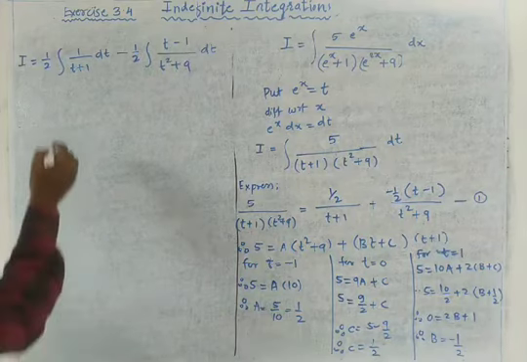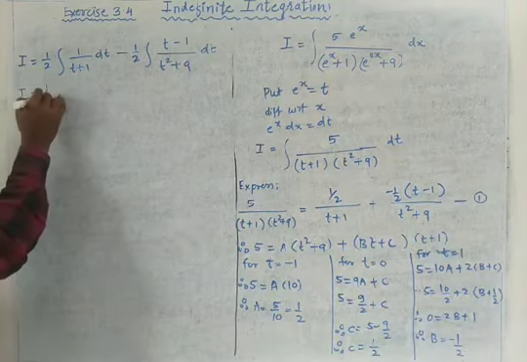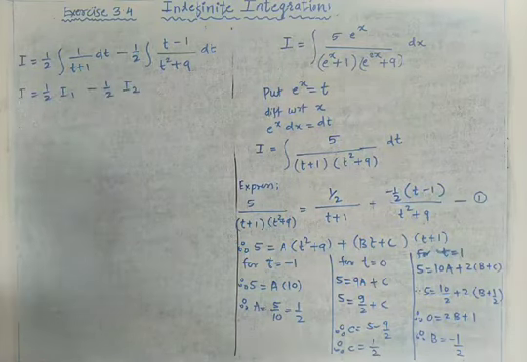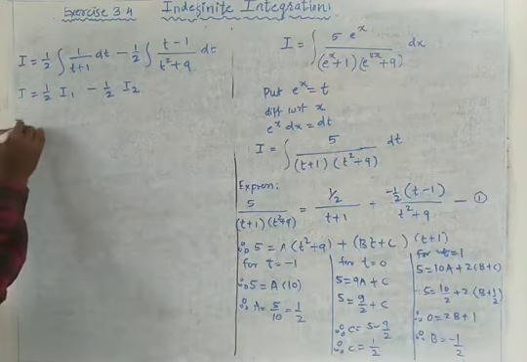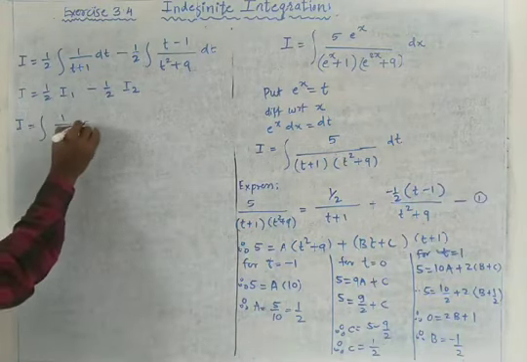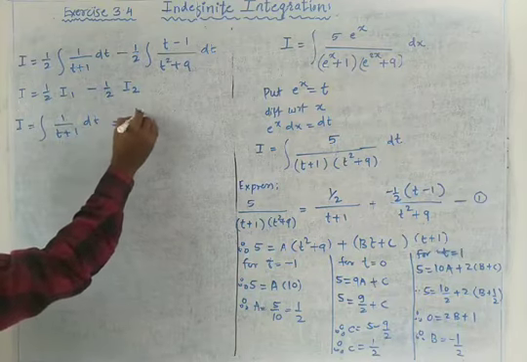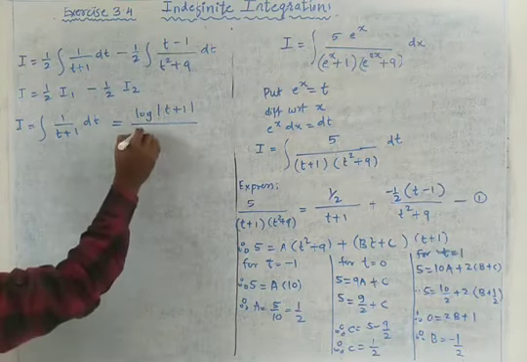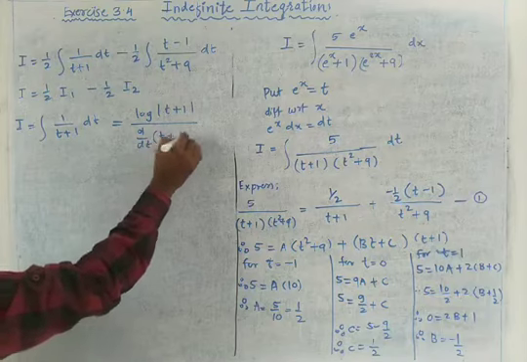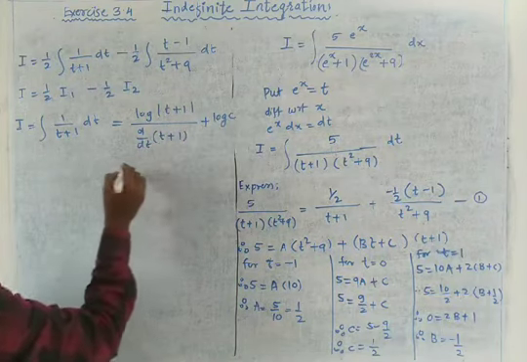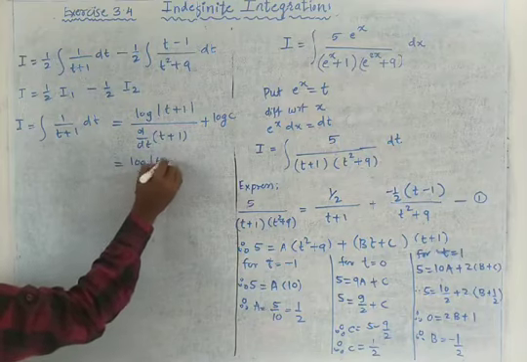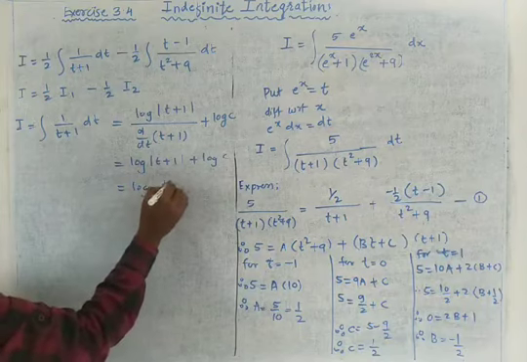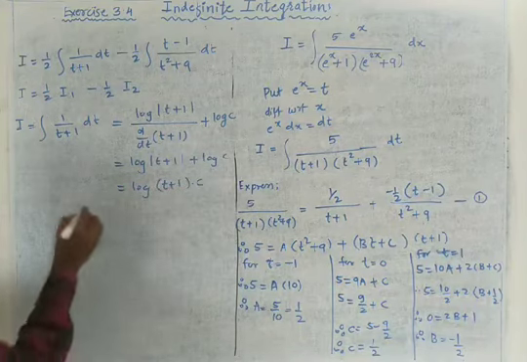Okay, so this is the part 1. I will consider as I1 minus half into I2. Okay, so I1 easily will get answer. I1 is equal to integration 1 upon t plus 1 dt. So by using logarithmic property, log of mod of t plus 1, that is 1 upon x rule, upon d dt of t plus 1, plus log c, that is log of mod of t plus 1 plus log c. So with common log can be written as t plus 1 into c, value of I1.